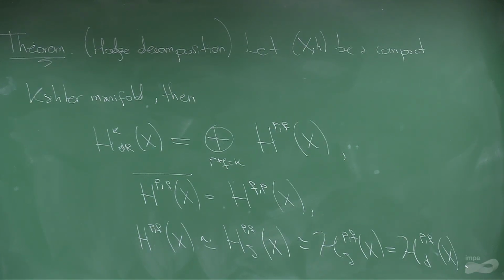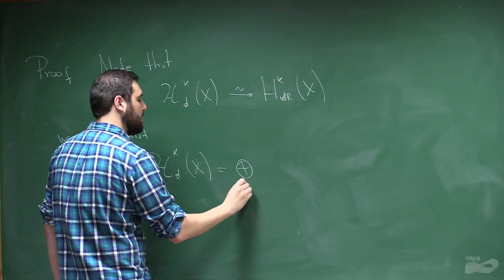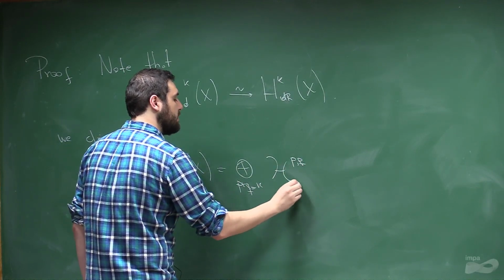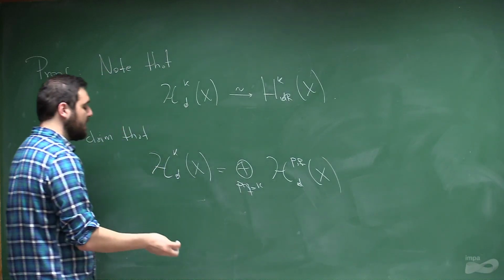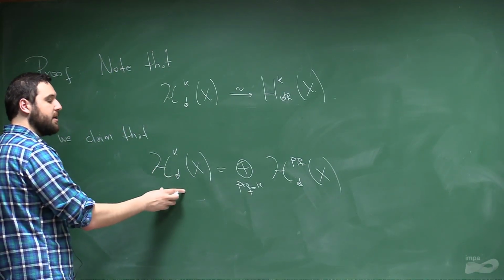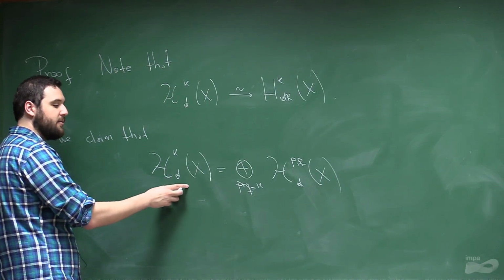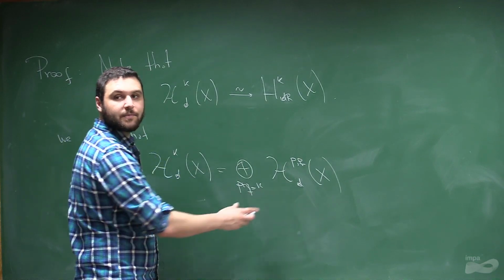So we claim that this H^k_d(X) is equal to the sum over (p,q) of H^{p,q}_d(X). This means that whenever we take a harmonic k-form, each (p,q) piece of the k-form will also be harmonic.